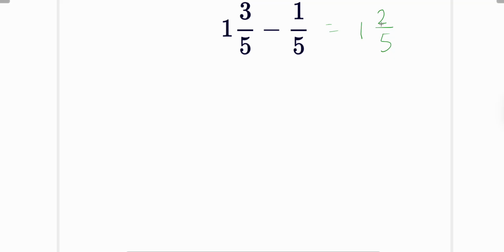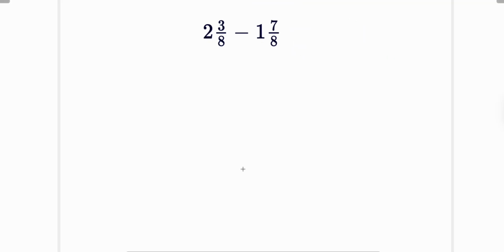Notice how easy it was, because on this side you have a numerator of 3. You have the same denominator, so that tells you that you can subtract it. And you keep your denominator, and all you're doing is 3 minus 1, which is 2. And over here there are no wholes, 1 minus 0, so it's still 1. So you stay with 1 and 2/5.